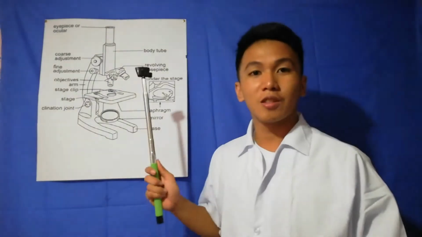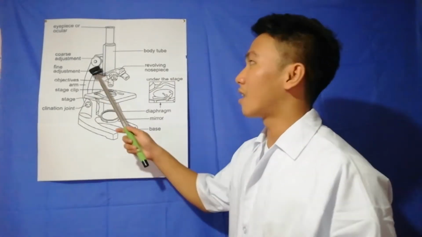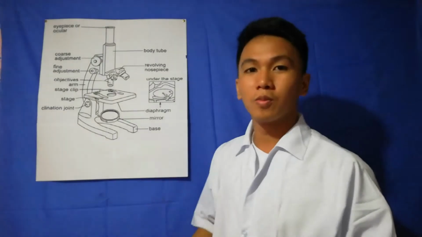Next is the coarse adjustment knob. So it adjusts the, sorry for the noise because it is raining outside. Next is the coarse adjustment knob. So it adjusts the body tube. It makes it go up and down in order for you to focus the object you are observing.